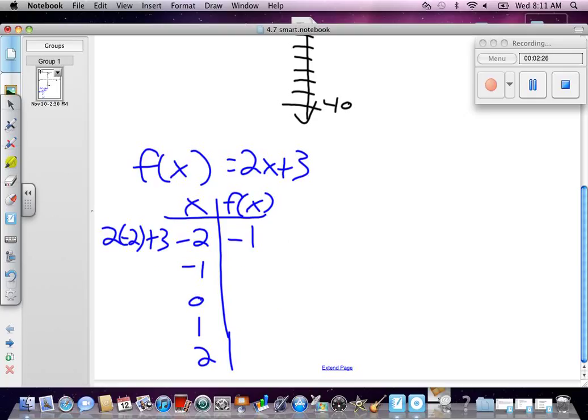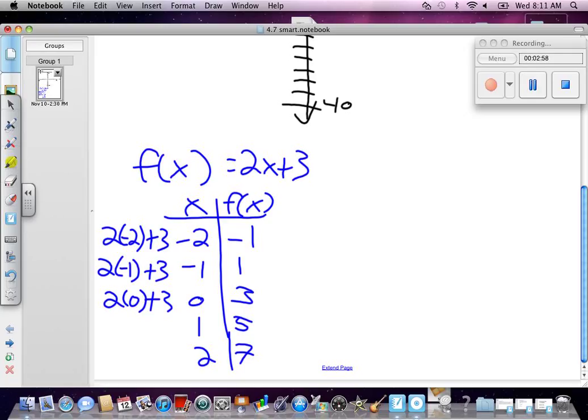Then we're doing the same thing. 2 times -1 plus 3. 2 times -1 is -2, plus 3 gives us 1. 2 times 0 is what? 0. Plus 3 is? Okay. 2 times 1 is? 2. Plus 3 is? And 2 times 2 is? Plus 3 is? 7. Okay.